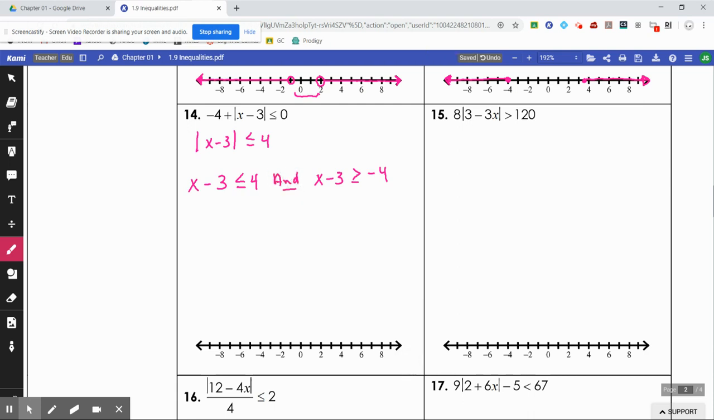Now let me show you a trick how I remember greater than and less than, like which should be which. Anytime you have a greater than and anytime you have a less than, I try to remember greater, less than.